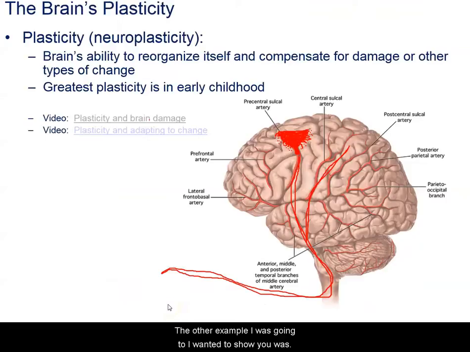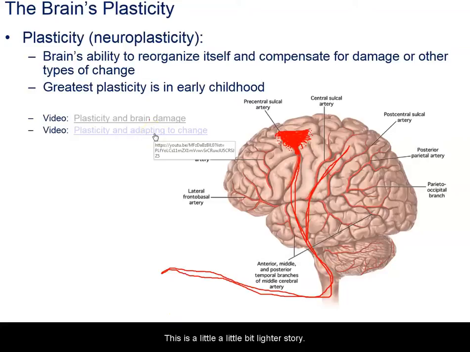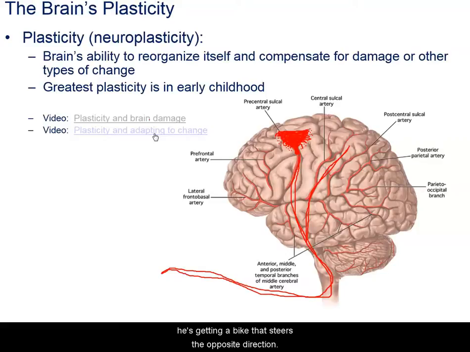The other example I wanted to show you was this guy who's adapting to change, and this is a little bit lighter story. This is a guy who's been riding a bike his whole life, which requires a lot of muscle coordination, but it becomes a habit, and it becomes so well learned that you don't even really have to think about it. Your neurons are really used to communicating well with really well learned tasks like that, and they're very efficient.